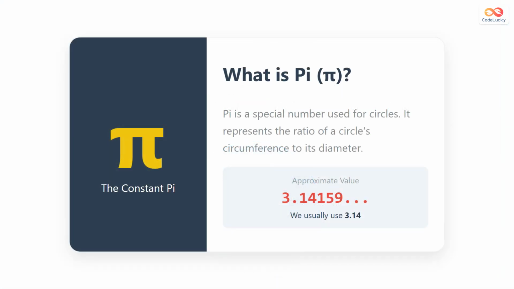To calculate the area of a circle, we need a special number called pi. Pi is the ratio of a circle's circumference to its diameter. It is an irrational number with infinite decimal places, but for most math problems, we approximate it to 3.14.